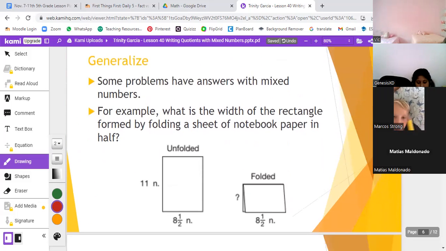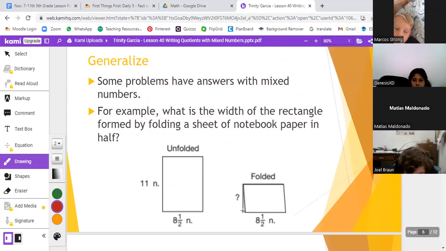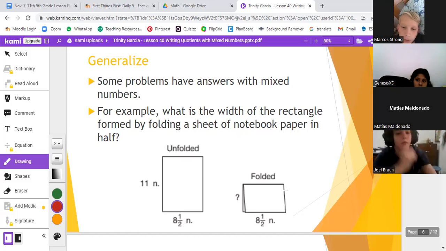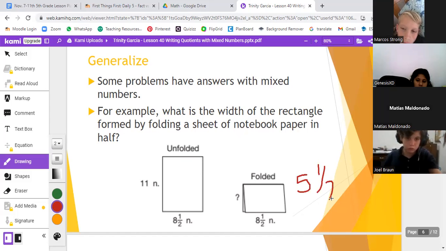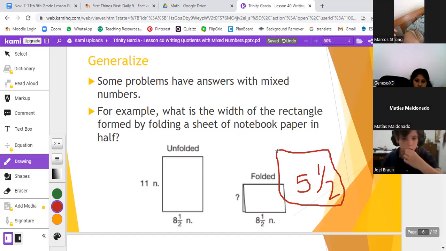All right, some problems have answers with mixed numbers. For example, what is the width of the rectangle formed by folding a sheet of note paper in half? Okay, unfolded, it's 11 inches. So if we folded it in half, what would be its new width here? Marcos? 5.5 inches. Good. So we would put the 5 and 1/2. Okay, 5 and 1/2. That's our mixed number because it includes one whole number, which is the 5, and a fraction, which is the 1/2.